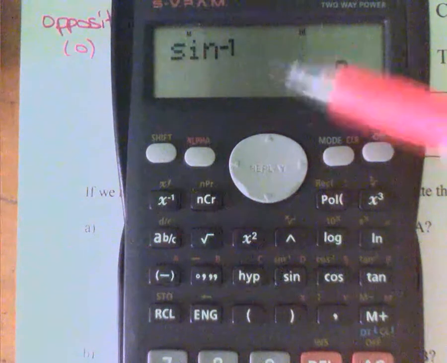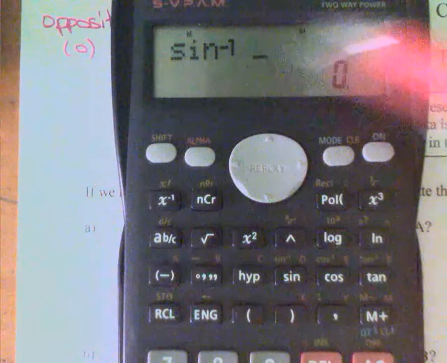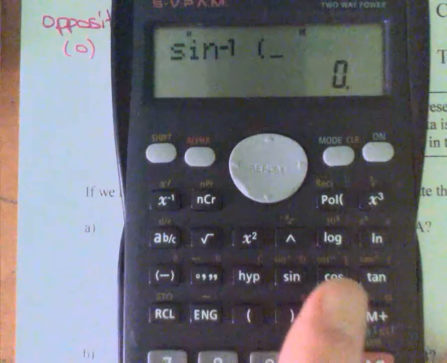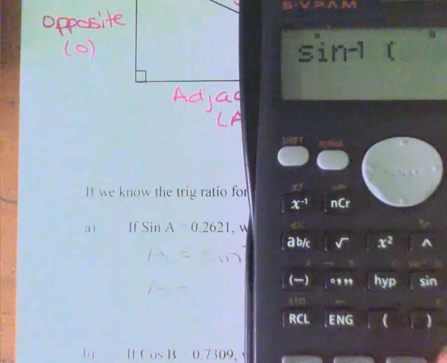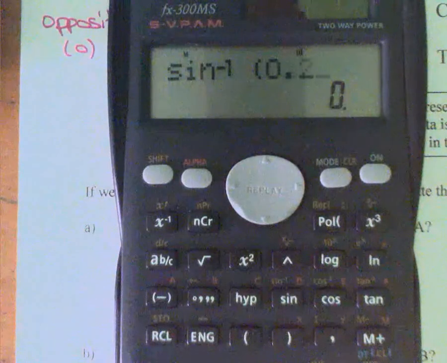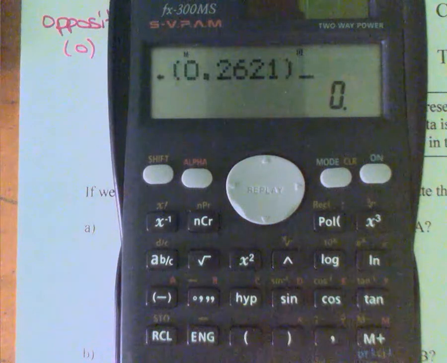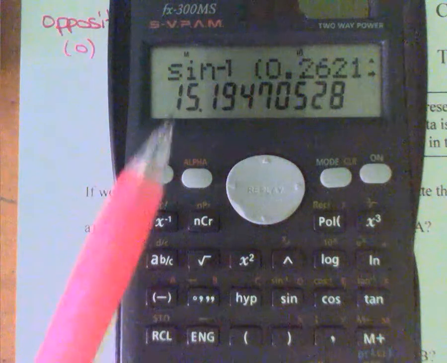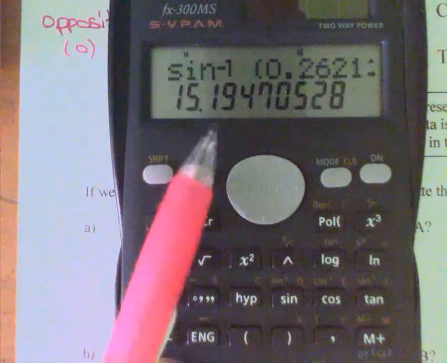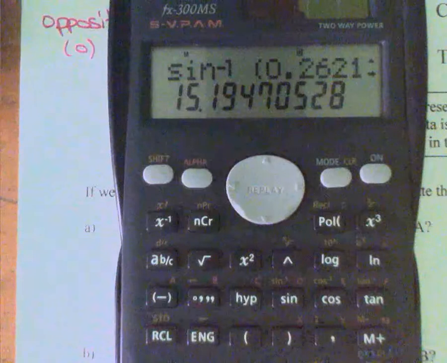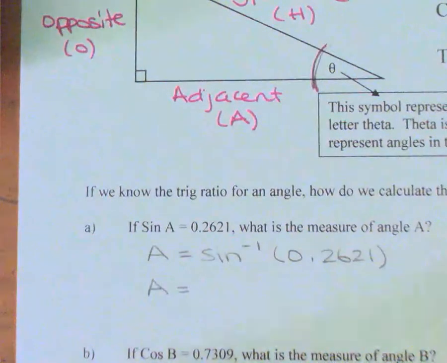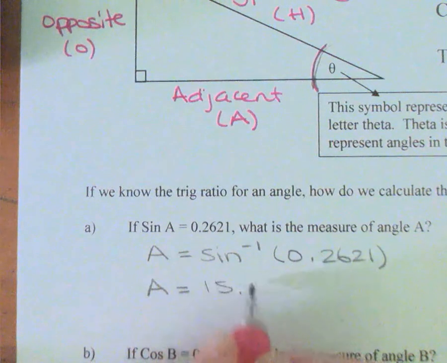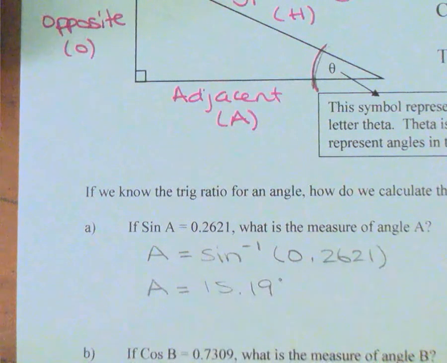So it brings that up on my calculator. And then I'm going to do brackets. And then I want to put in the 0.2621, and I'm going to close my bracket. And then I'm going to hit equals. And it tells me that that angle is 15.19 degrees. So it gave me two sides, but it didn't give me the angle that related them. So the angle that relates them now is 15.19 degrees.